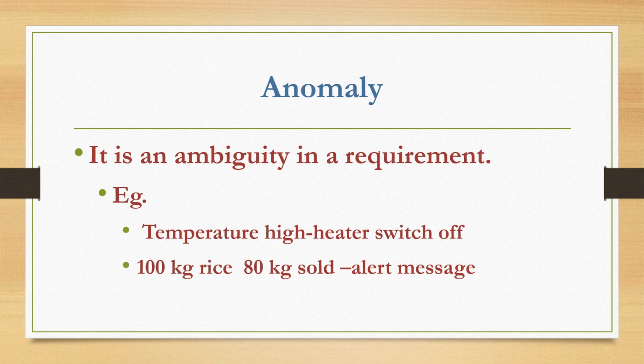Three main types of problems in the requirements are anomaly, inconsistency, and incompleteness. In this, we are going to look at anomaly. It is an ambiguity in a requirement. For example, in the water heater, the temperature is set to high. When the water gets heated, it switches off automatically. Similarly, we can set the alert message if the stock received the particular amount.